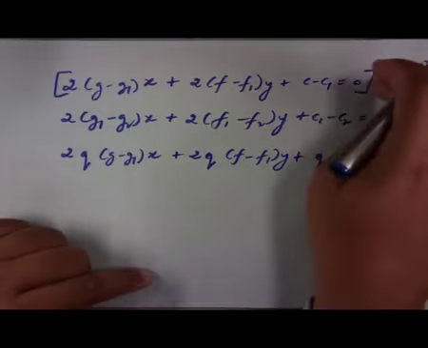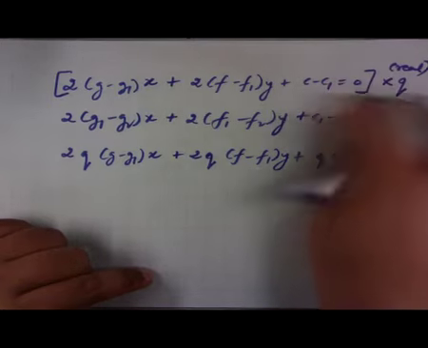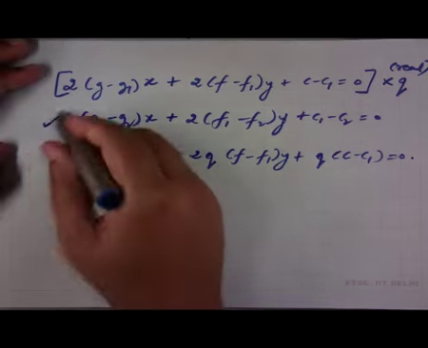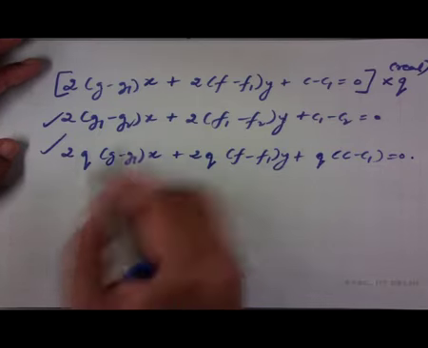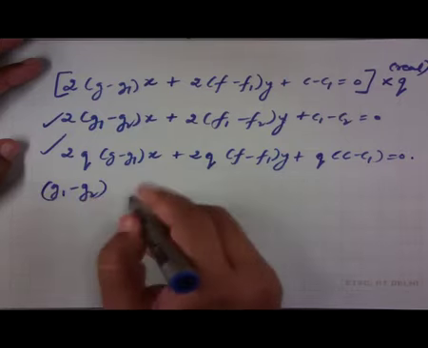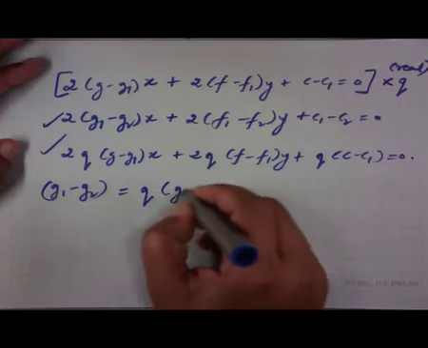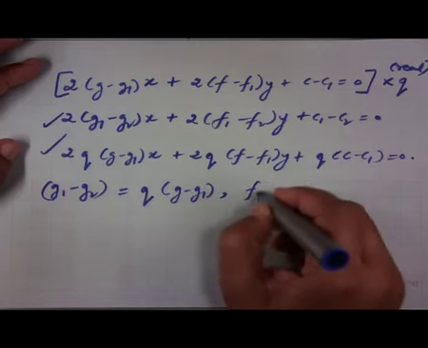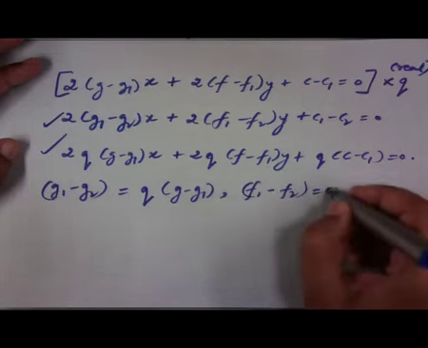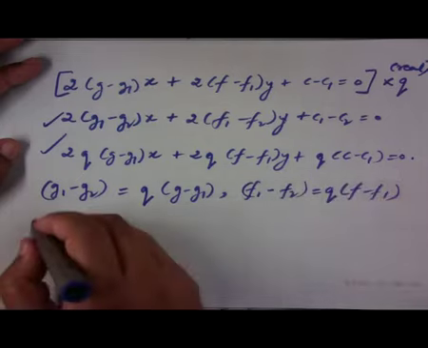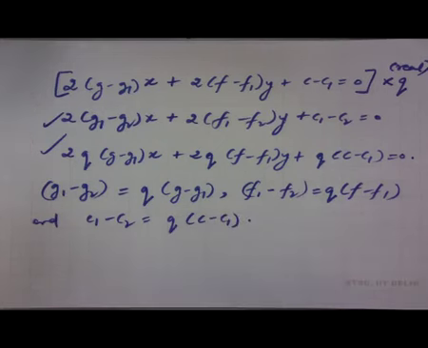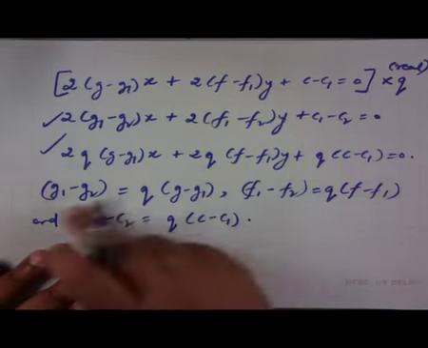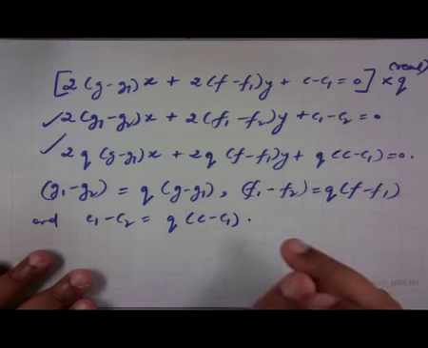So, after multiplying with q, we should exactly get this equation, which basically means that this and this should be exactly the same equation, coefficient by coefficient. And for that to happen, it must be true that g1 minus g2 must be equal to q into (g minus g1), f1 minus f2 must be equal to q into (f minus f1), and c1 minus c2 must be equal to q into (c minus c1). Remember, here g1, g2, f1, f2 and c1, c2 are all known.